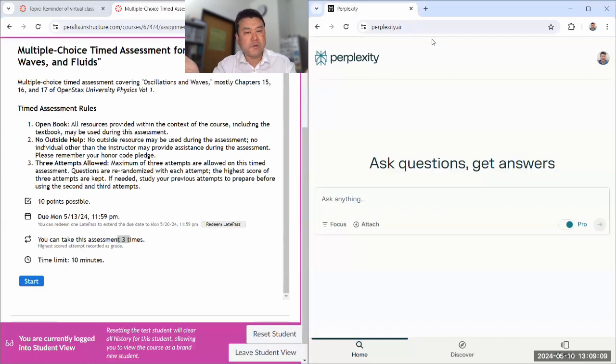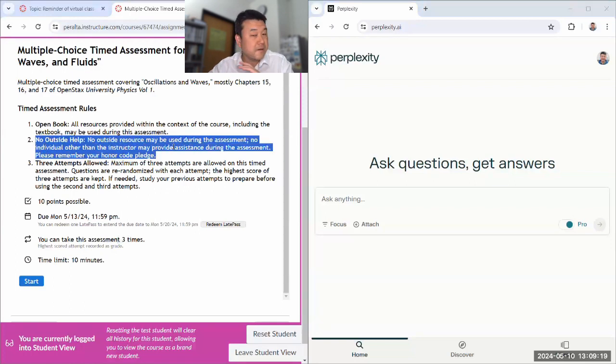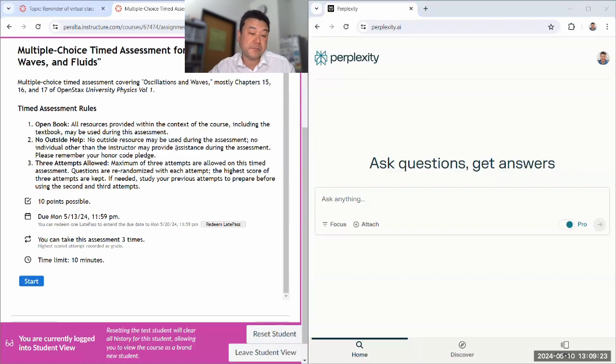That's the only way I can think of where you'd be using this in an academically honest way. If you're accessing anything outside while you are doing the timed assessment, that's cheating. Don't do that. It won't help you anyway. So let me get started here.